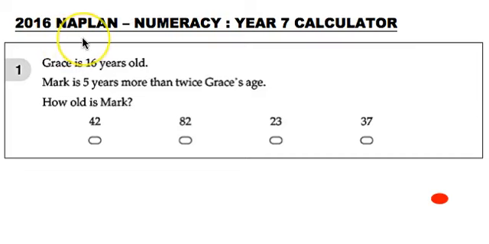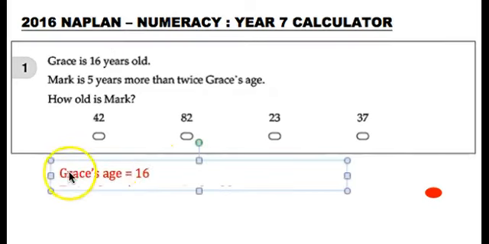Okay, the 2016 NAPLAN Year 7 calculator paper, question 1. Grace is 16 years old and Mark is 5 years more than twice Grace's age. How old is Mark? So we're just going to build this one up. So Grace is 16 and Mark is 5 years more than twice Grace's age.